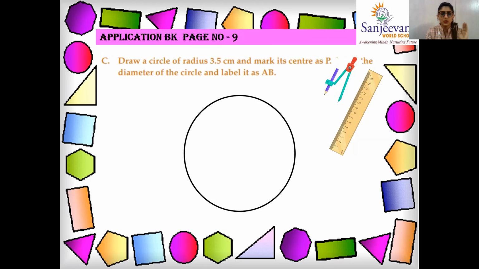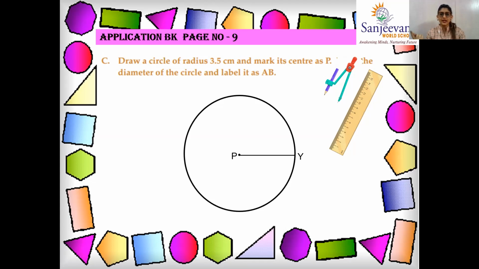Going ahead with question number C. Over here, what we have to do is draw a circle of radius 3.5 centimeters. So first draw a circle of 3.5 centimeter. Mark the center point as P. Take the measurement of 3.5 centimeter in your compass with the help of your ruler and then draw the circle. Once that is done, draw the radii also and name the radii.